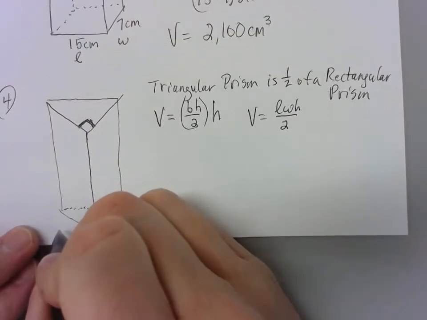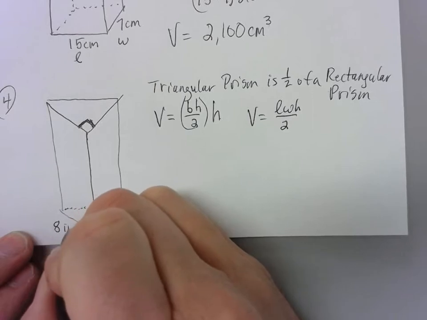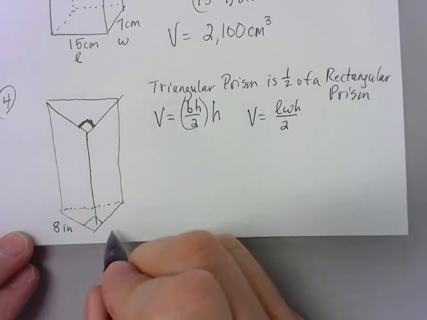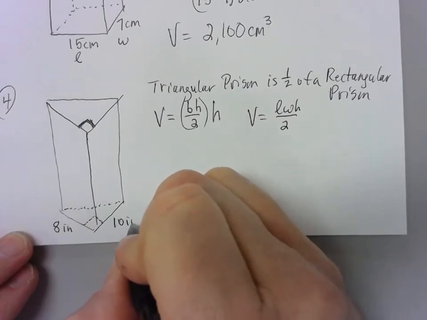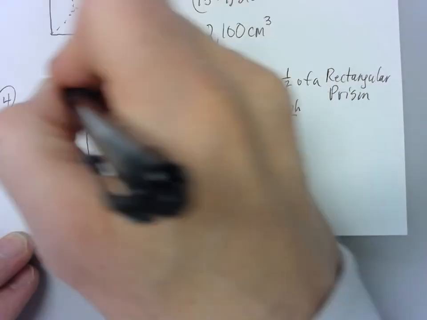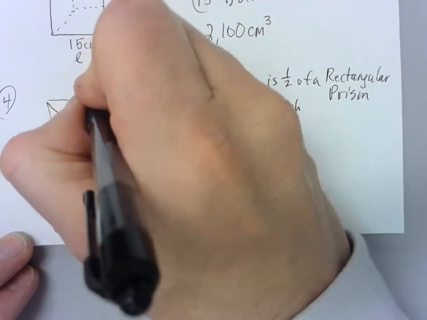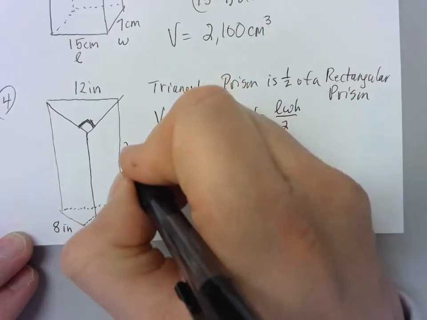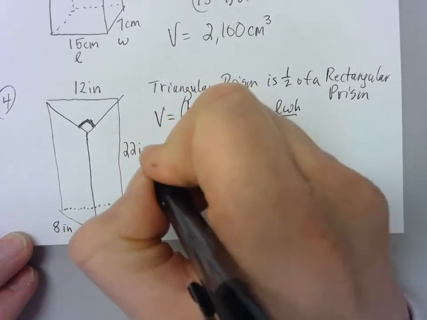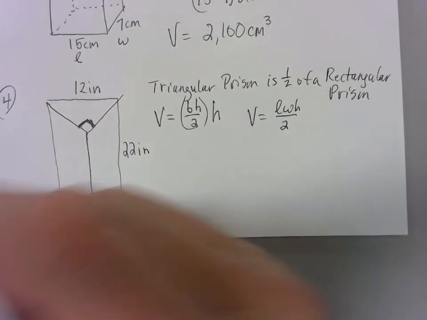So let's say down here we knew this was 8 inches. Alright, let's say over here we knew this was 10 inches. And then let's go up here, let's say they gave us 12 inches as a number. And let's say they told us the height was 22 inches.